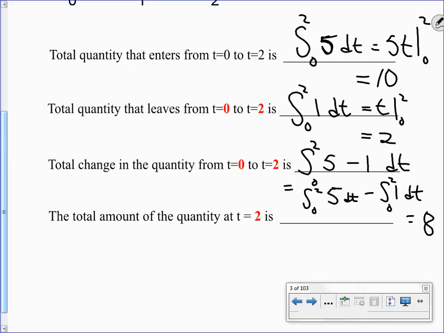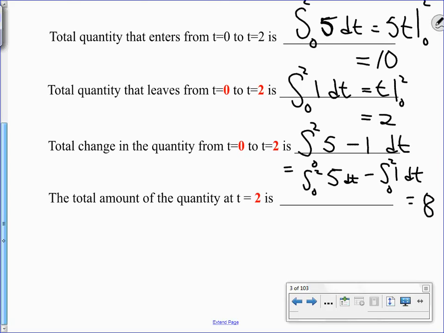Here's the big finale. What do you think the total amount of water in the bucket is going to be at t equals 2? We didn't start out with an empty bucket. Oh no, we didn't. How much water was it? What do you think, Jan? 18. Kind of answered that already, didn't we? Yeah, we did.